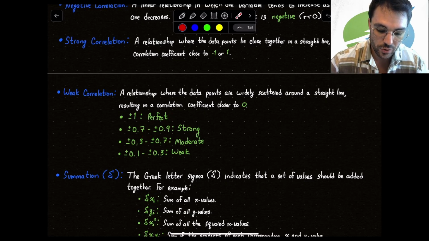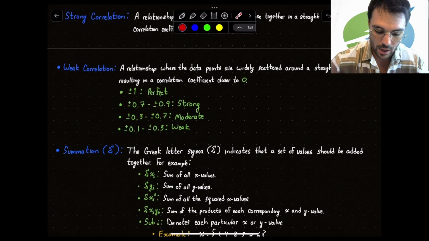If it is somewhere between plus or minus 0.7 and plus or minus 0.9, so like negative 0.7 to negative 0.9 or positive 0.7 to positive 0.9, that would be considered strong. And then likewise, positive 0.3 to positive 0.7 or negative 0.3 to negative 0.7 would be moderate, and positive 0.1 to positive 0.3 or negative 0.1 to negative 0.3, that would be considered weak.